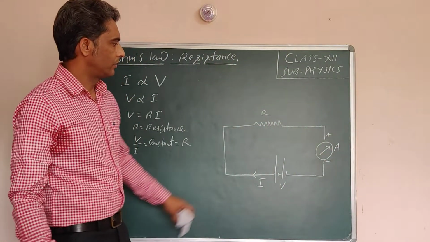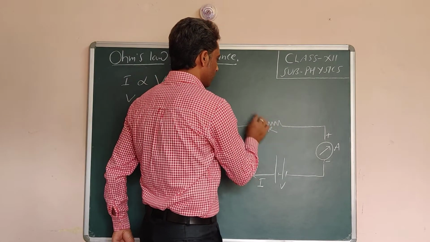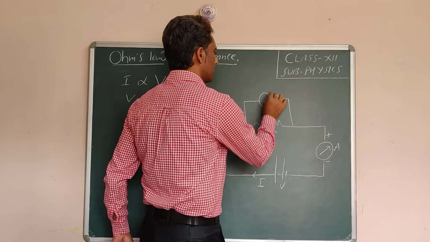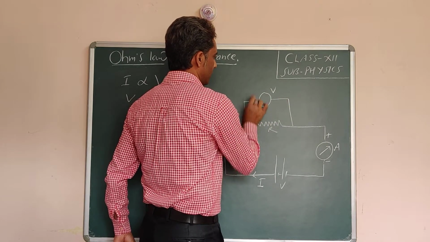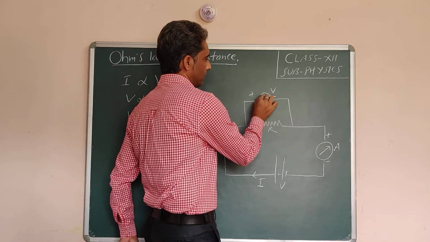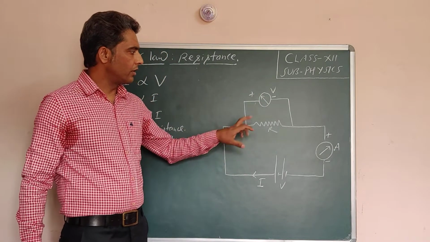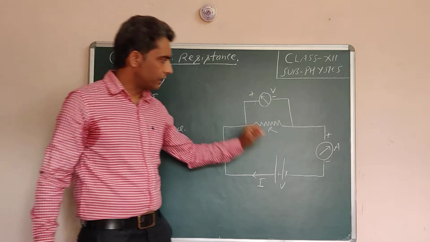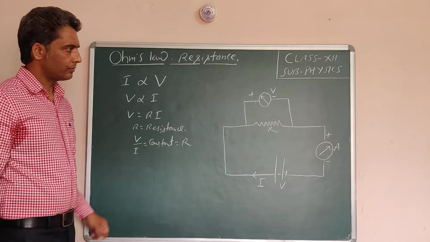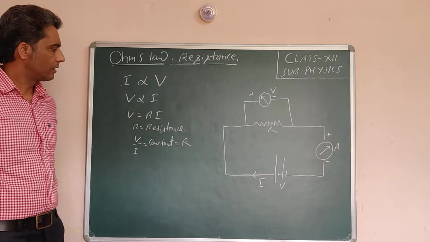And for measurement of potential difference across its ends, we have to connect a voltmeter in parallel with it. This is the voltmeter. This end is positive, and this end is negative. So we can calculate potential difference using this voltmeter and current using this ammeter. So the ratio of V over I gives the value of resistance.